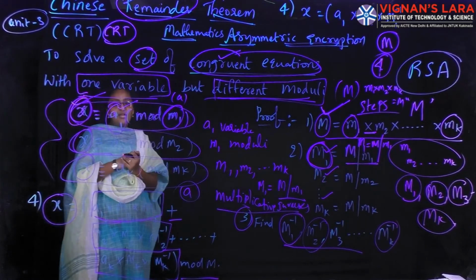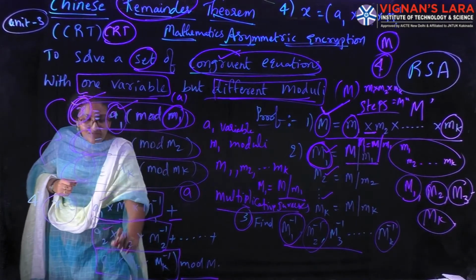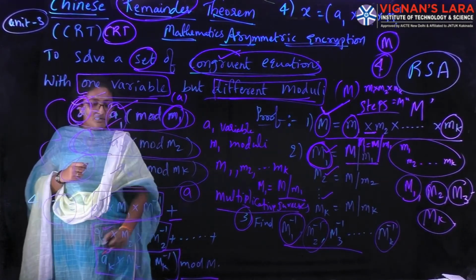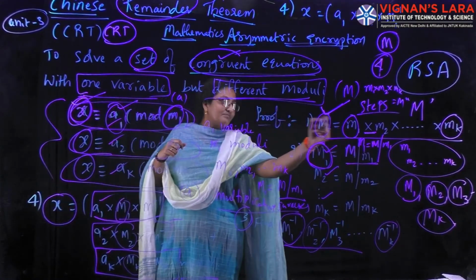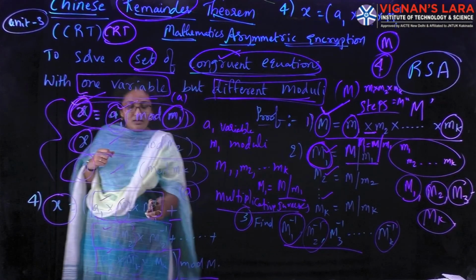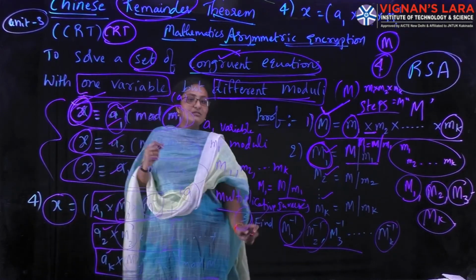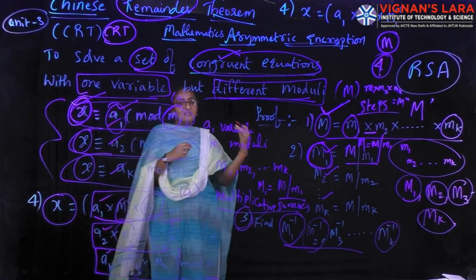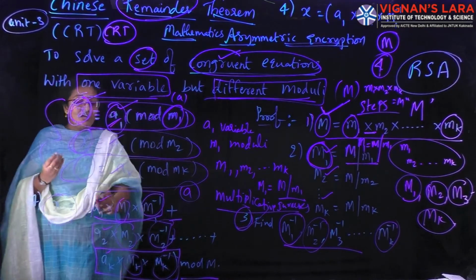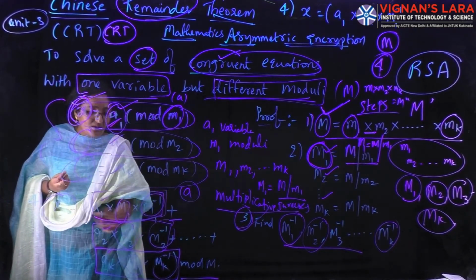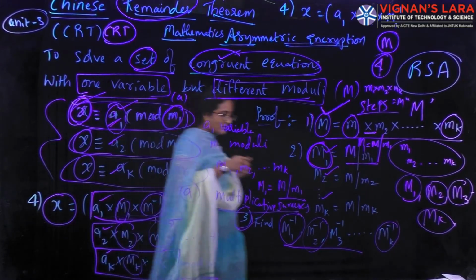So what are we using to compute this final x value? A1, A2, A3 values we will get from the equations itself. Capital M1, capital M2, capital MK values we computed in step 1. M1 inverse, M2 inverse and MK inverse we computed in the third step. So by taking all the values we got from the first 3 steps and from the congruent equations, and substituting in this equation, we complete the Chinese remainder theorem. Now we will see an example for this.